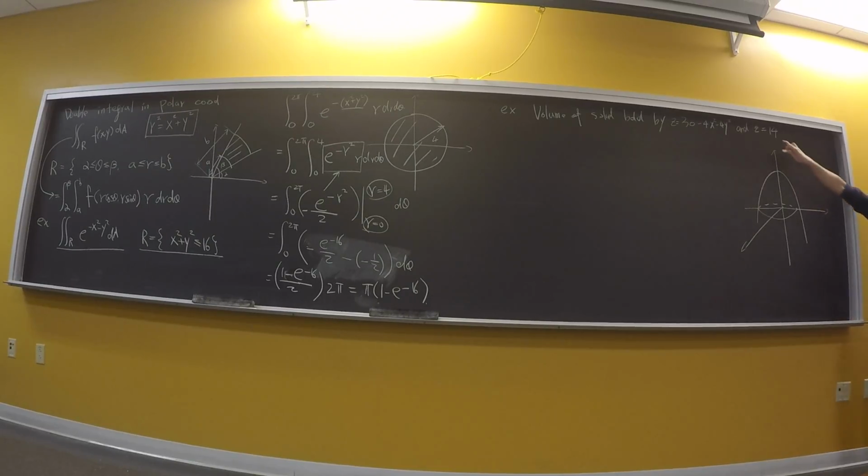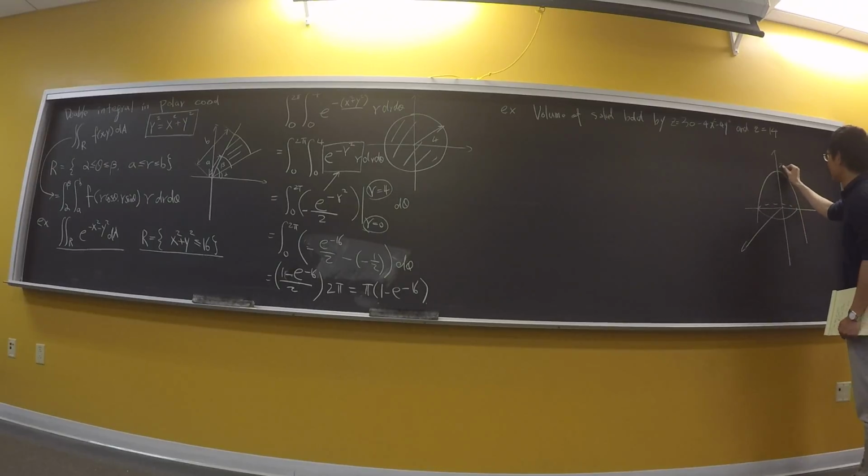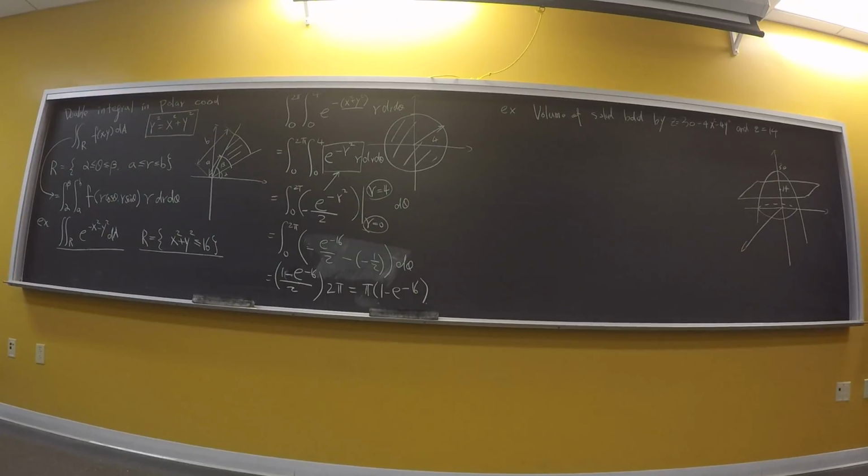Okay, and then what is this surface? This is a plane at height 14, right? So this is 30, then this plane will cut through the paraboloid at height 14. Naturally, if you cut through this paraboloid by a plane, you're going to get a level curve, right? This is the level curve of this paraboloid at height z equals 14.